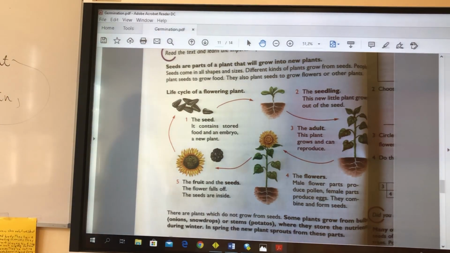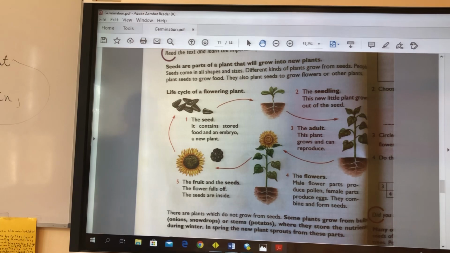Ready, steady, go. We will start at number 1, okay? 1. The seed. It contains stored food and an embryo, a new plant. 2. The seedling. This new little plant grows out of the seed. 3. The adult. This plant grows and can reproduce. 4. The flowers. Male flower parts produce pollen. Female parts produce eggs. They combine and form seeds. 5. The fruit and the seeds. The flower falls off, the seeds are inside.